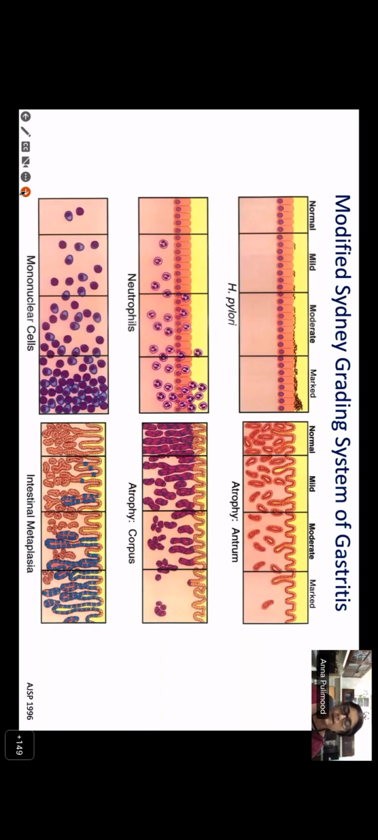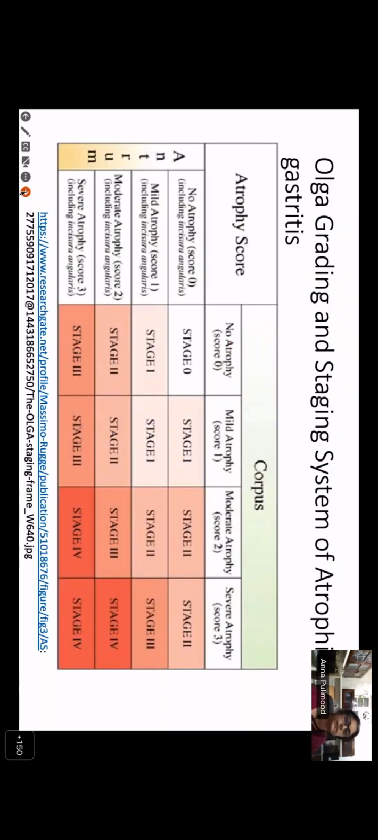If it's only mild, not much to worry about. But if it's severe, then that person is more likely to go on to dysplasia and carcinoma. So your report ideally should have all these things described. This is another grading and staging system that's come up more recently, but not used very much. I don't think you need to worry about it.